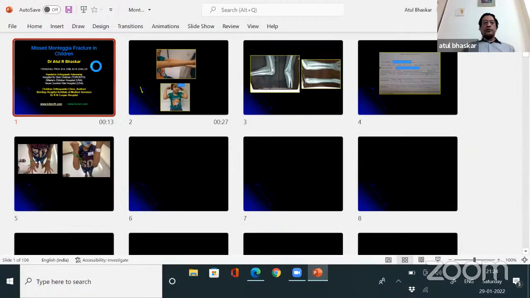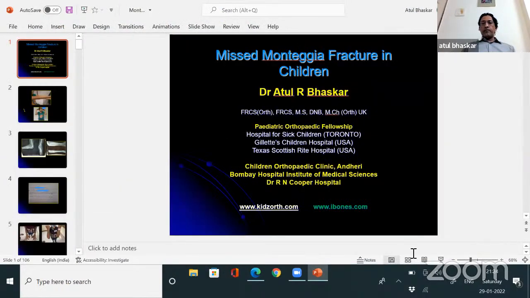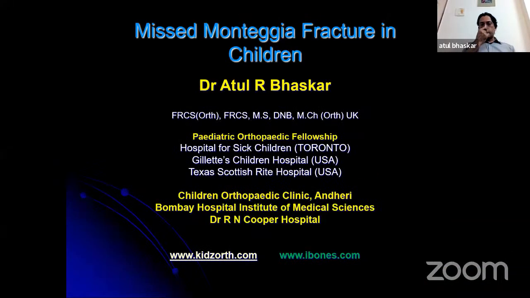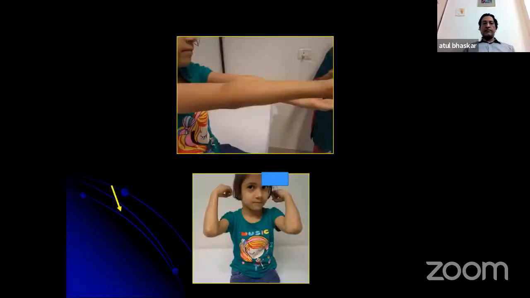So the second talk is on the missed Monteggia fracture in children. And again, it's a very common case to come in the exam. In fact, I was taking an exam 2 days ago at one of the centers in Bombay, and I showed an elbow X-ray to the fellow who was giving the exam. Actually, he missed the Monteggia fracture. And this was at the fellowship exam. So it's not uncommon to miss, because what the mind doesn't know, the eye cannot see.